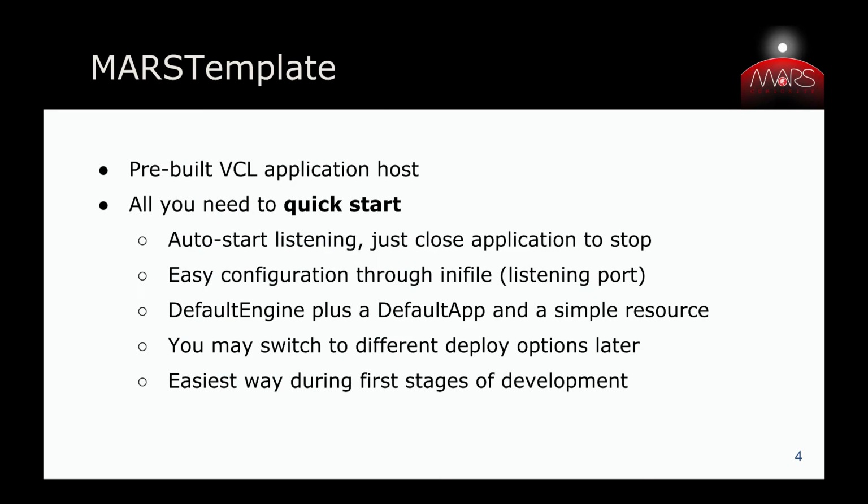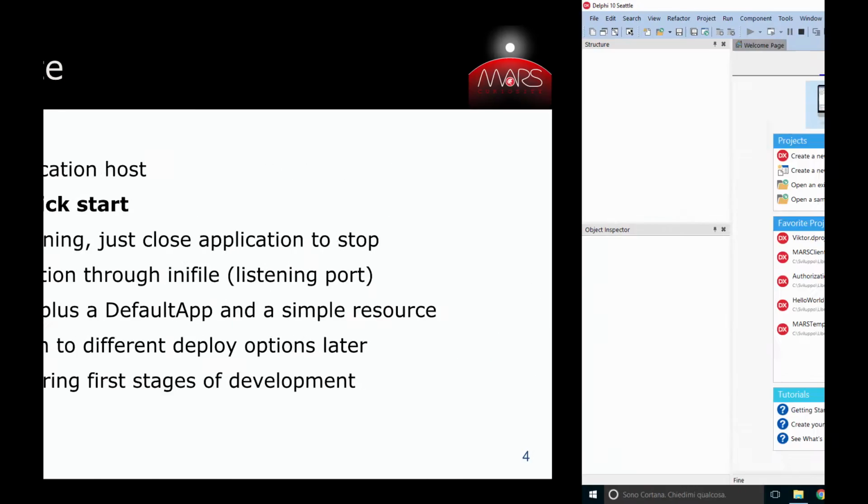To have a quick start with Mars Curiosity, you can use the Mars template project that you can find in the demos folder. It's a pre-built VCL application that can host a Mars engine that already has a default application in it and a demo resource defined. You will have time to switch later to a better deploy option. Other deploy options will be available in the next weeks. This is, of course, the easiest way to start with your application server and Mars Curiosity.